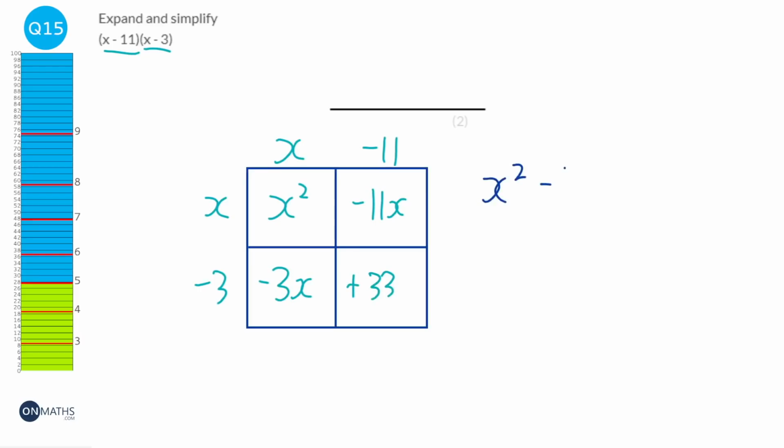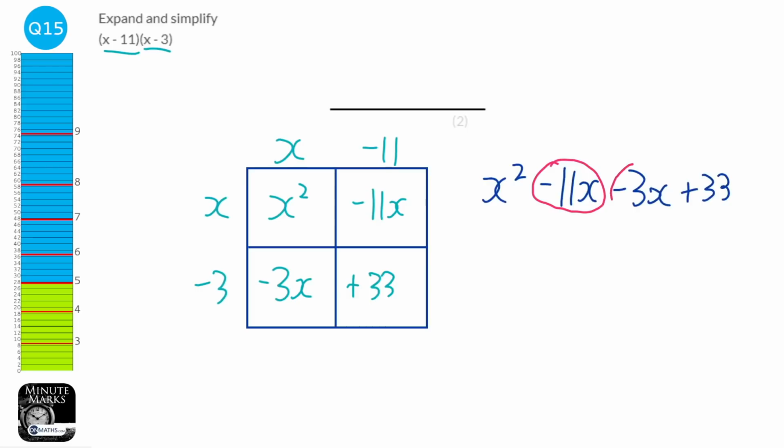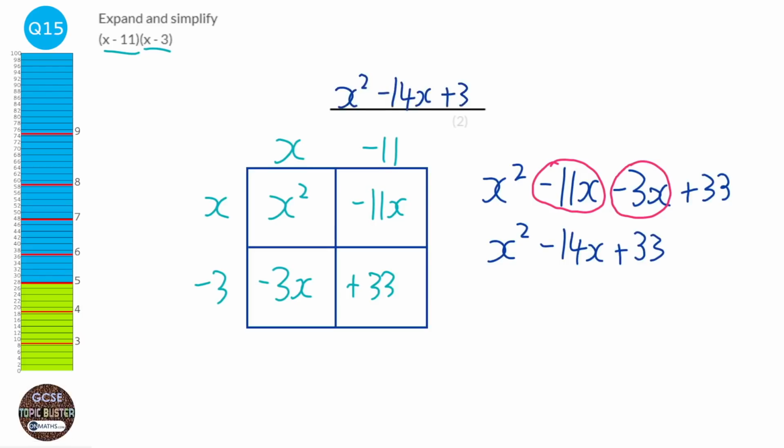Put the terms together, and you'll notice here that we can simplify. So we've got two x terms, so we can collect the x terms, and that will give us x squared minus 14x plus 33. So our answer is x squared minus 14x plus 33.